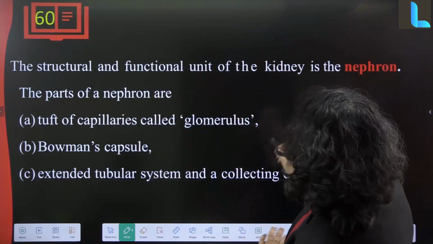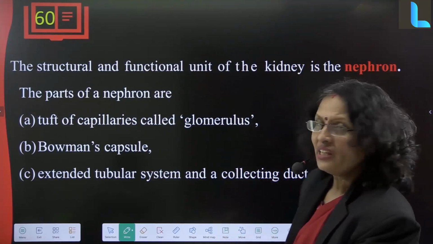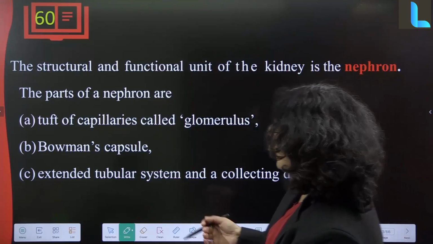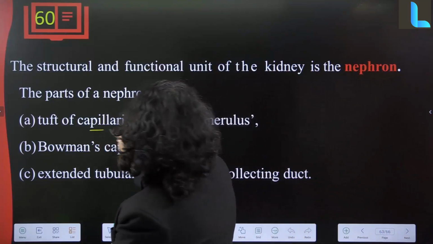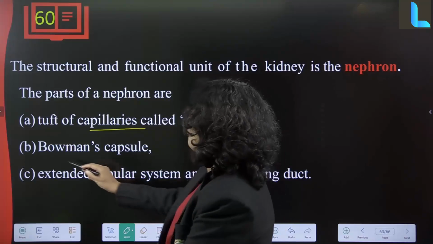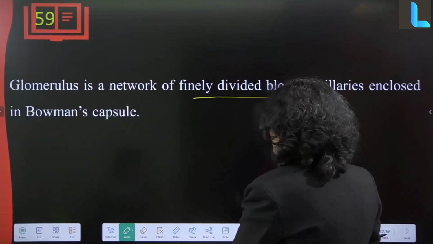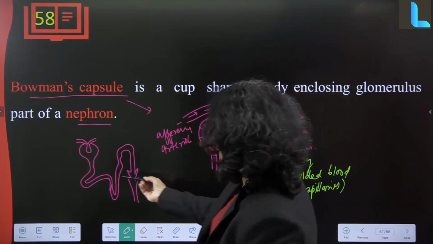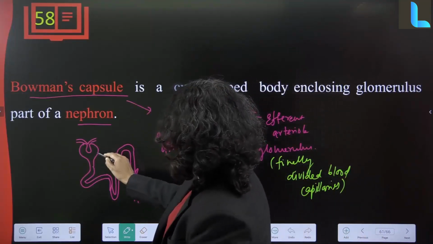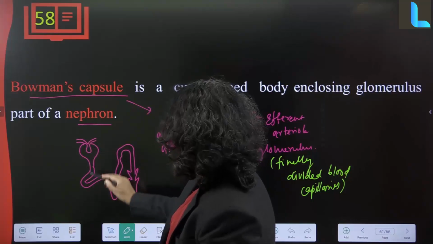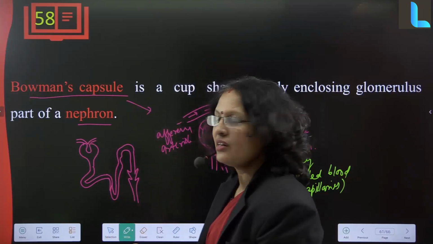The structural and functional unit of the kidney is the nephron. The nephron has three parts: the capillaries called glomerulus, then Bowman's capsule, and the extended tubular system and connecting duct. I will show you here. This is Bowman's capsule, inside is the glomerulus, and this is the connecting duct, like this.